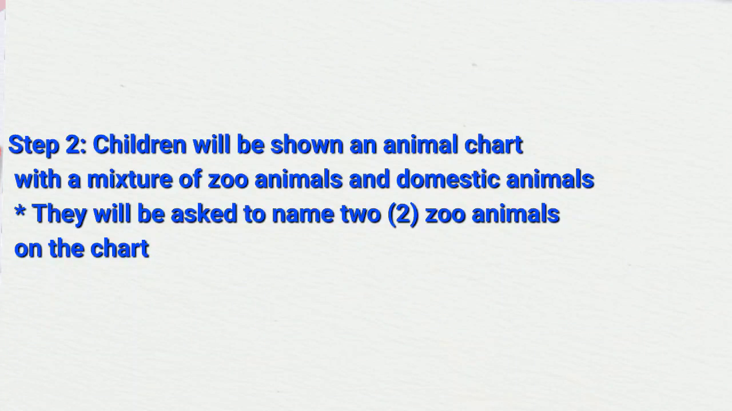You'll be asking questions, the children will be answering, and they are also allowed to ask questions because this is a dialogue. They need to learn, therefore they need to ask questions to gain clarity to ensure that learning takes place, all right? Step number 2, children will be shown an animal chart with a mixture of zoo animals and domestic animals. And after viewing the chart, the children will name 2 zoo animals.